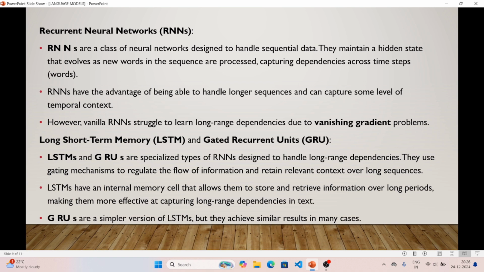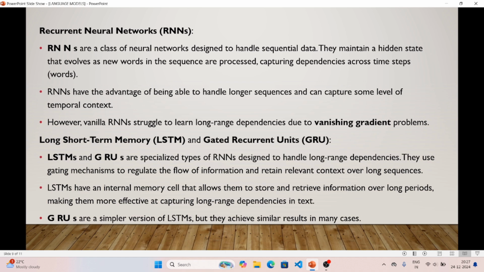Recurrent neural network. RNNs are designed to process a sequence of words one at a time, and they remember what they have seen through the hidden state. This allows them to understand the relationship between words over time and handle sentences that change as new words are added. But vanilla RNNs struggle with long sentences because they forget earlier words due to the vanishing gradient problem, which makes it hard to keep track of important information over longer sequences.